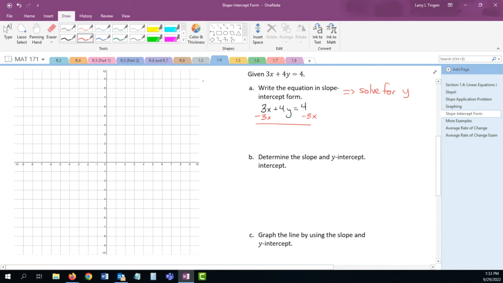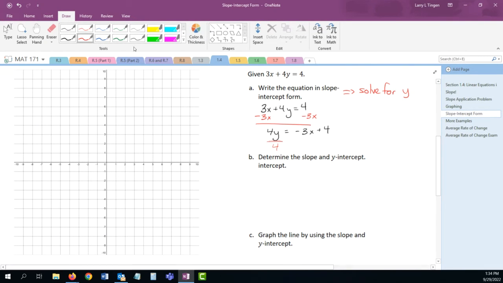Okay? So that means the x term needs to be taken to the other side. How do I do it? Well, it's currently added, so I'm going to subtract it. 3x minus 3x is 0. So now I have 4y is equal to negative 3x plus 4. Y is almost by itself.